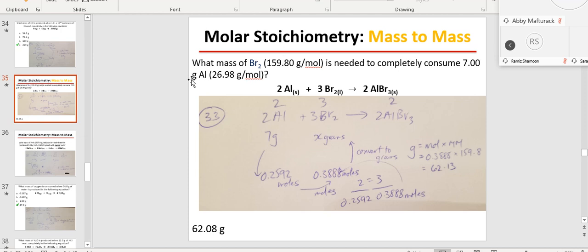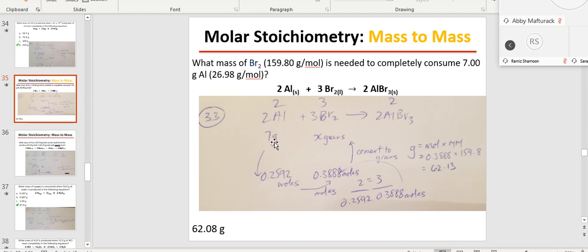Write it out. Even if this seems like Latin, you're going to do this the exact same way every single time. You write out your chemical equation: 2 aluminum plus 3 bromine, Br2, produces 2AlBr3. You get your molar ratios going, 2, 3, 2. What am I asking for? What mass of Br2? So X grams. What information did I give you? 7 grams of aluminum.